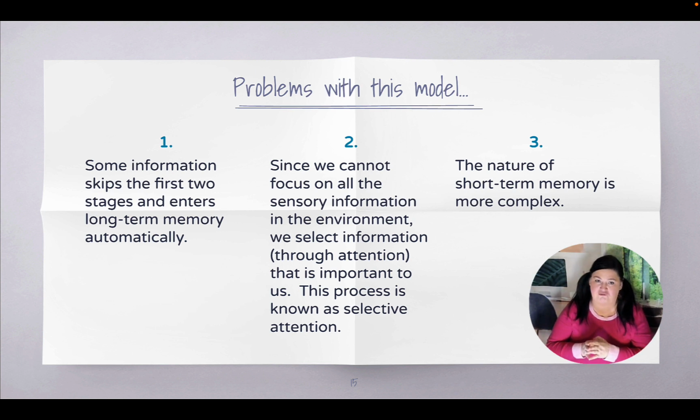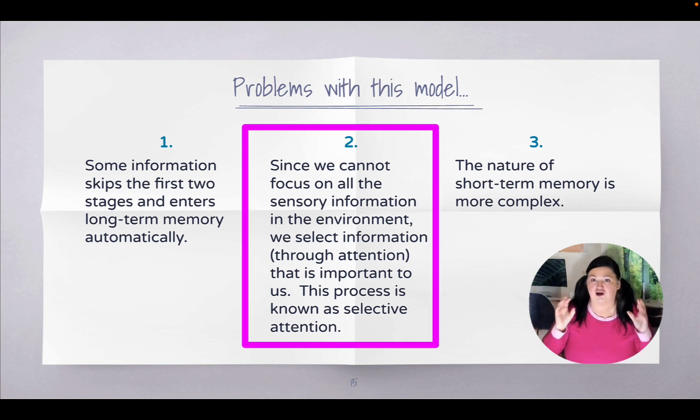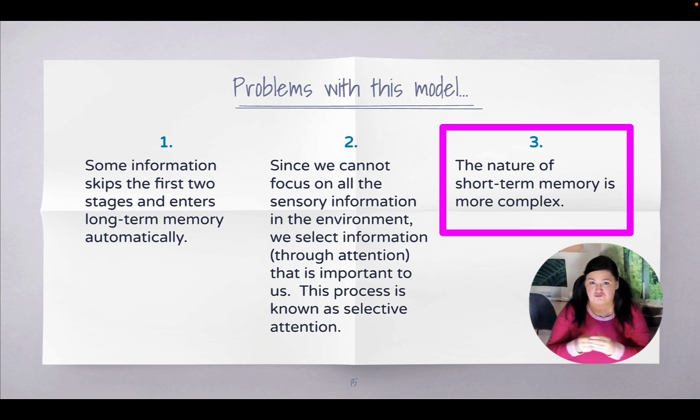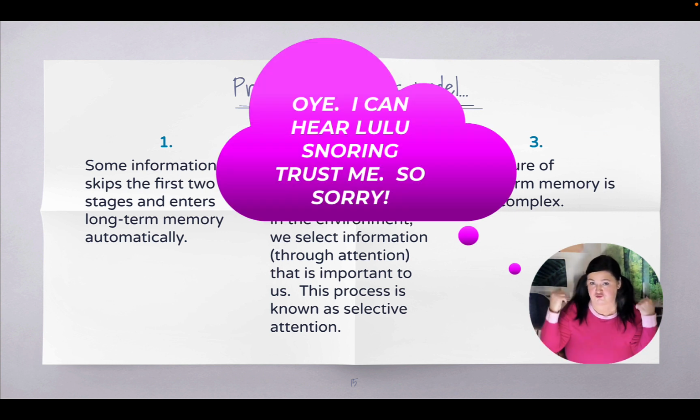The second thing that's wrong with that model is that since we cannot focus on all of our sensory information in the environment, we select information through attention selection. That's important. We have selective attention, and it's important for us to have it, or our brain would be completely fried. We consciously choose what to focus on or what to keep. And then finally, the third problem is that the nature of our short-term memory is more complex than just sitting in that little waiting room waiting to go either into long-term memory or to become decayed or displaced.